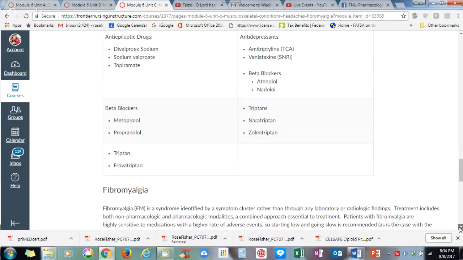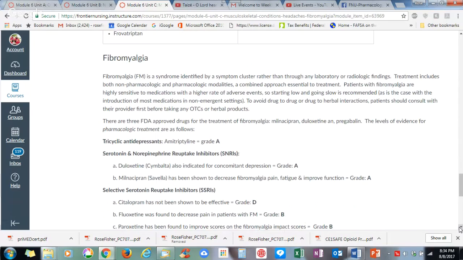Fibromyalgia. Fibromyalgia is a syndrome identified by a symptom cluster rather than through any laboratory or radiologic findings. Treatments include both non-pharmacologic and pharmacologic modalities, a combined approach essential to treatment. Patients with fibromyalgia are highly sensitive to medications with a higher rate of adverse effects, so starting low and going slow is recommended, as is the case with the introduction of most medications in non-emergent settings. To avoid drug-to-drug or herbal interactions, patients should consult with their provider first before taking any over-the-counter or herbal products.